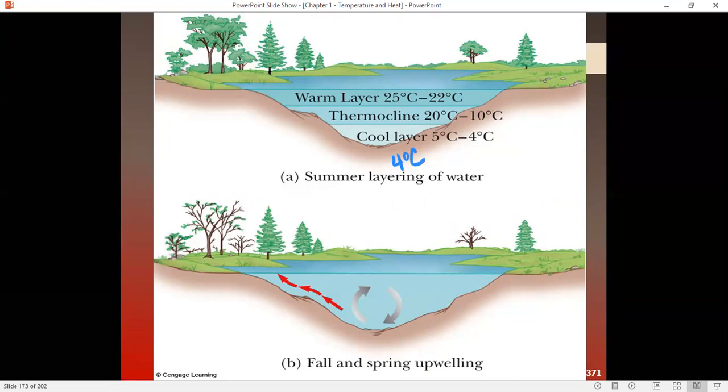So as fall comes, it cools down, the water cools to 4 degrees, and that sinks to the bottom where it mixes with the lower water and overturns the pond. In the spring, the whole thing changes over again. The surface goes from 0 degrees to 4 degrees. Again, the 4-degree water sinks and displaces the other water, and the pond turns over once again.